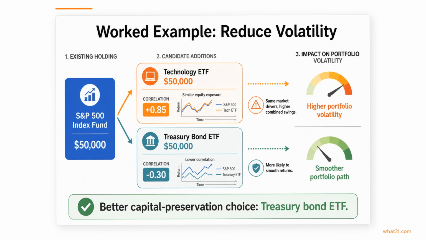Because it tends to move differently, and sometimes in the opposite direction, it is more likely to smooth the overall path of returns. From a capital preservation perspective, the Treasury ETF is the stronger diversifier in this example.